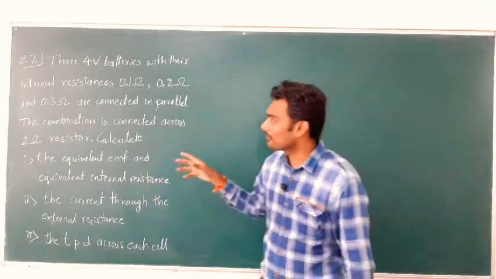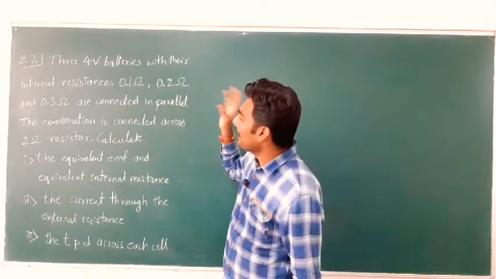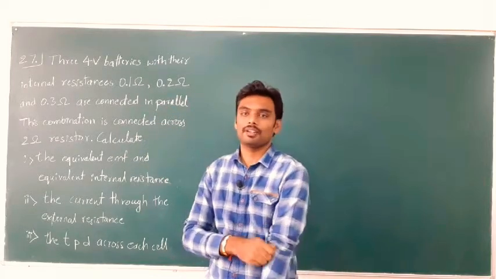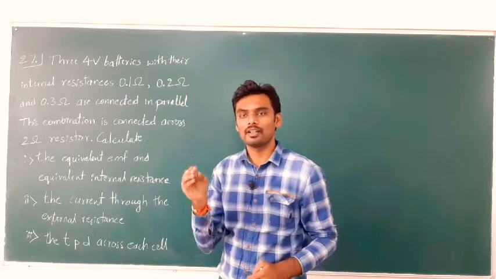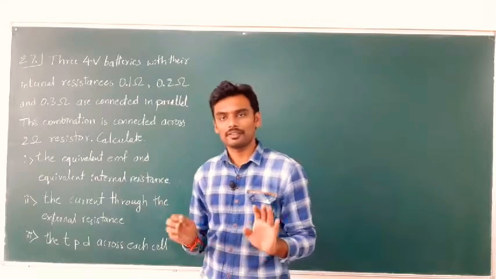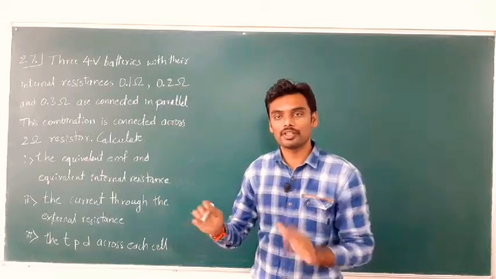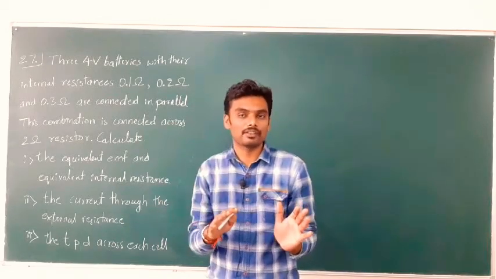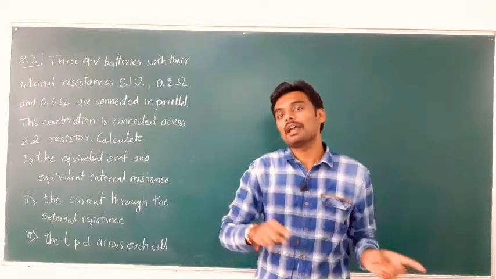What do we have in the given data? We have three batteries. Batteries in the sense cells, nothing else. Batteries provide a little higher voltage, but cells provide a little less. That's the only difference. Cell and battery are one and the same as far as EMF and voltage are concerned, and the relation between EMF, voltage, and internal resistance works in the same way for both the cell and the battery.